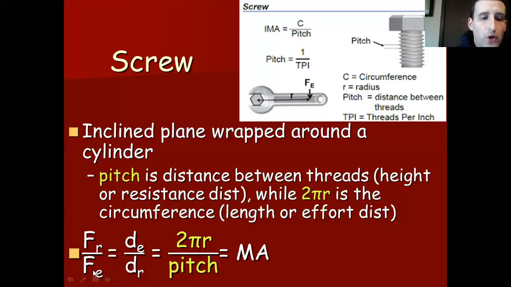So ultimately, these two expressions don't change, right? The ratio of the forces is the mechanical advantage. The ratio of the distances is the ideal mechanical advantage. Again, if there's no friction, then we're assuming these two to be equal. But what's different here is what is the effort distance? The effort distance, I am turning that wrench all the way around in a circle. So that's the effort, the distance I'm applying my effort. So that's 2 pi r. And the resistance is how far it went into the board. So 2 pi r over pitch is that IMA, which can be equal to the MA in the absence of friction.